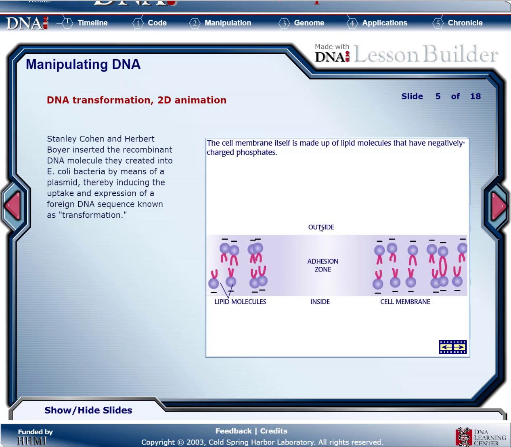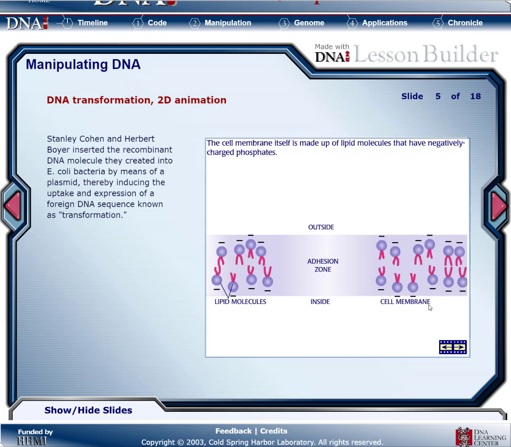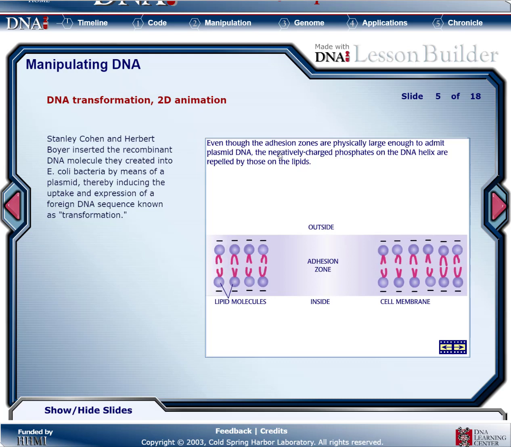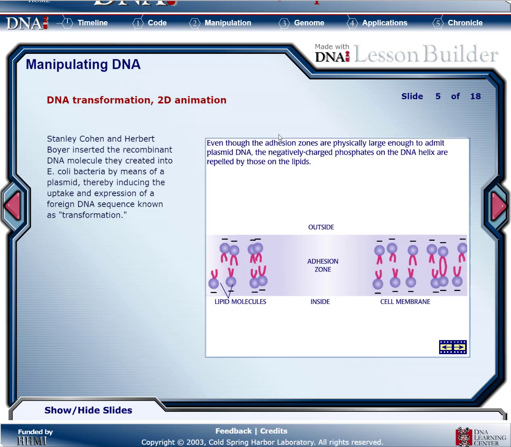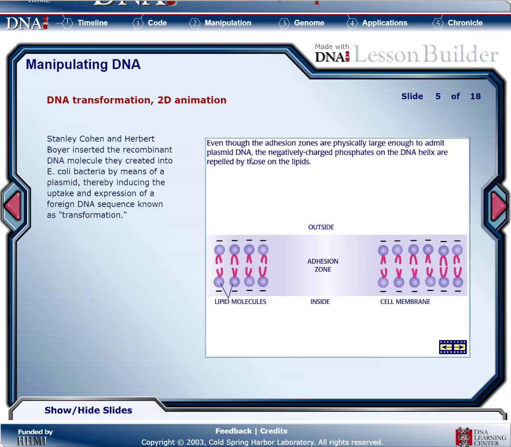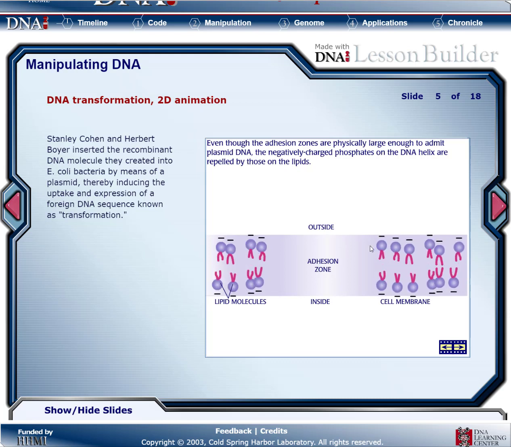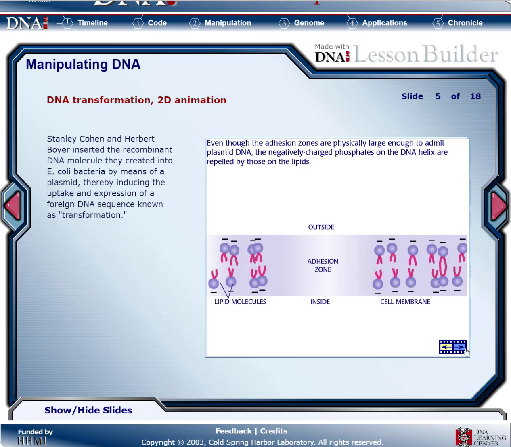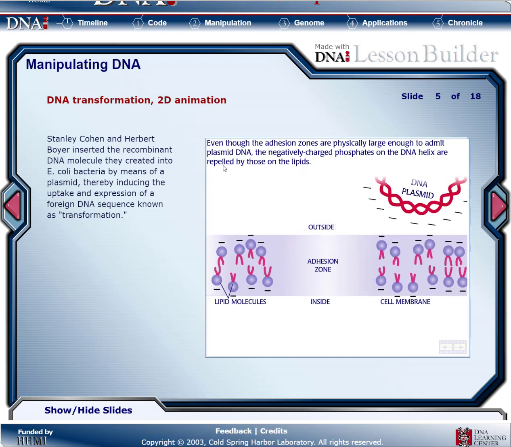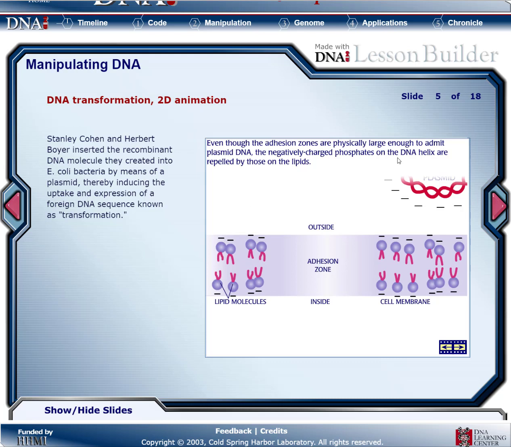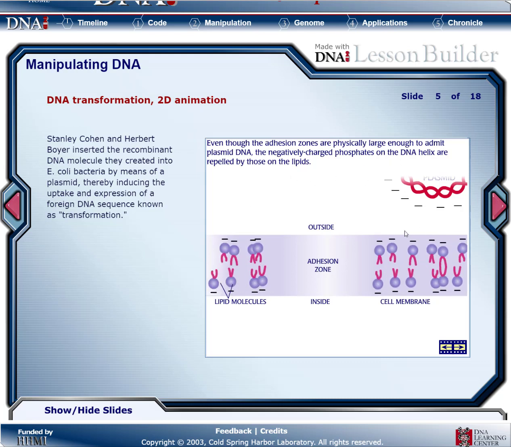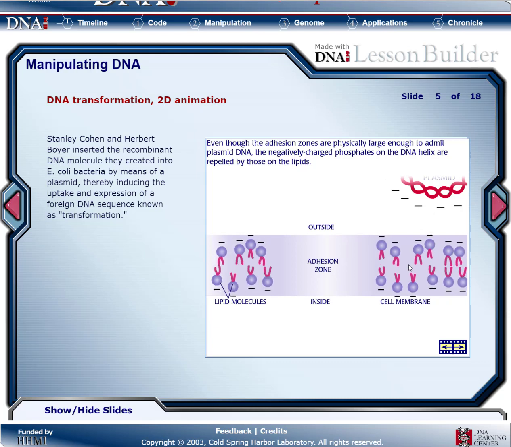Okay, so there's the inside, here's the outside, and the adhesion zone. Even though the adhesion zones are physically large enough to admit plasmid DNA, the negatively charged phosphates on the DNA helix are repelled by those on the lipids. DNA plasmid. Okay. So it repels it. Negative and negative. So it's being repelled.